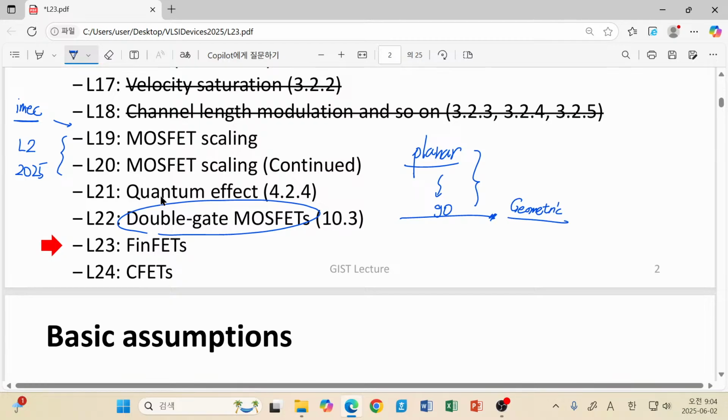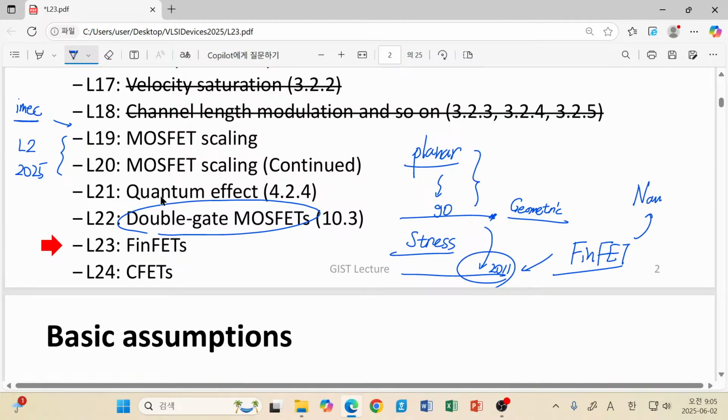After that, the engineers introduced clever ways to further scale down their devices. Simply speaking, we can say that this is related with stress, and that was till around 2011. In 2011 they introduced a new architecture, the FinFET, and we are now moving into nanosheet MOSFET. So maybe for around 15 years we have produced FinFET, and now we are moving toward the nanosheet era. So this is the situation.